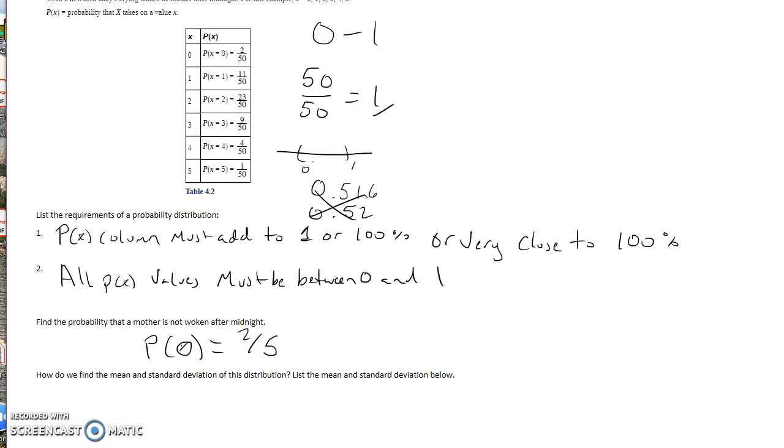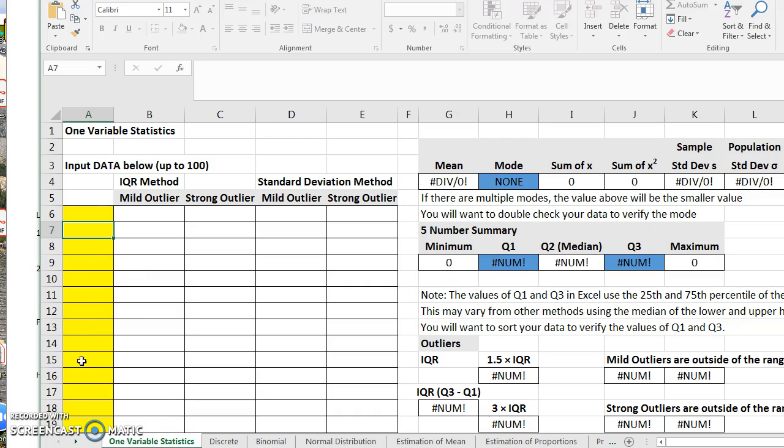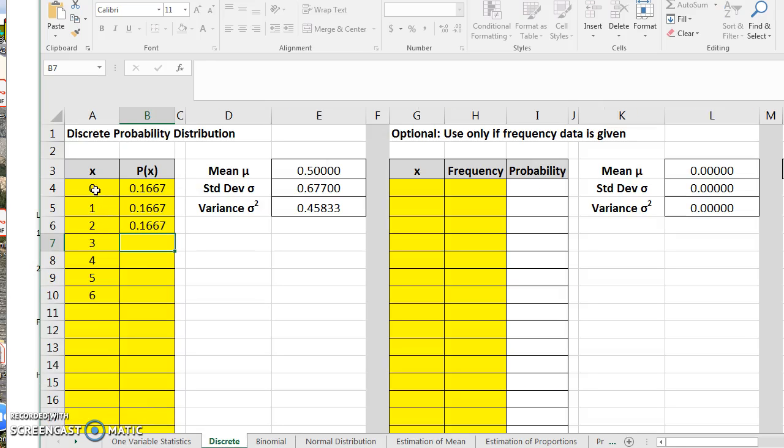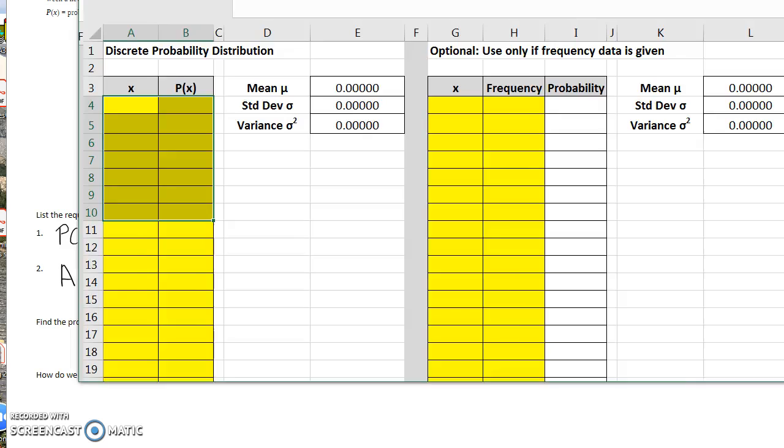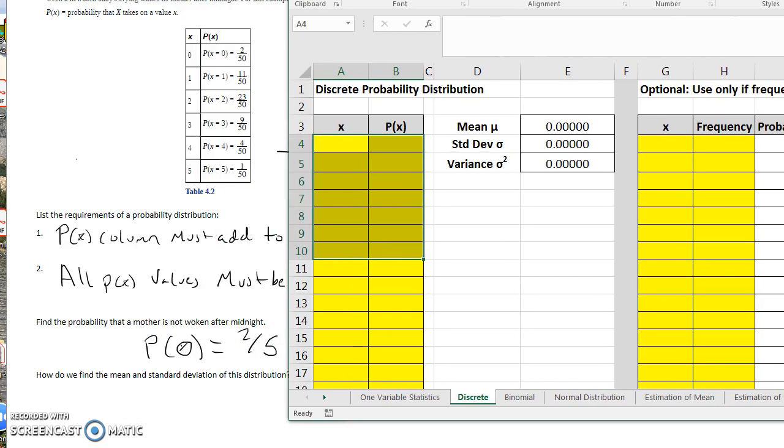All right, so it says, how do we find the mean and standard deviation of the distribution? List the mean and standard deviation below. If you're watching this video, let's open up the Excel spreadsheet. The first tab we worked with was the one variable statistics tab. Since this is a discrete probability distribution, we're going to be working in the discrete tab. So what we want to do here is clear out whatever's in here. This is where we're going to bring in the probability distribution from our problem.